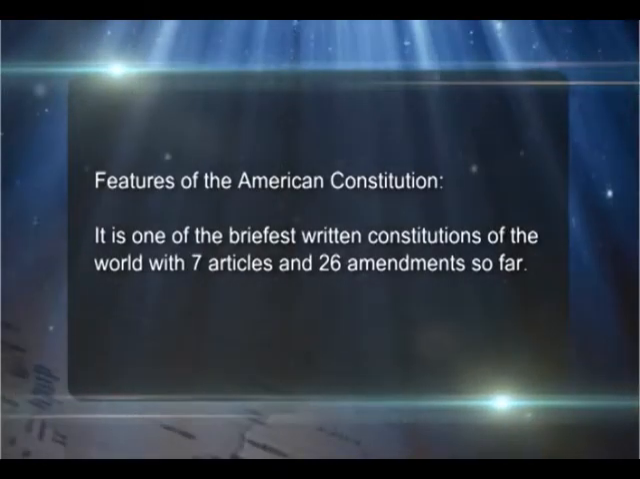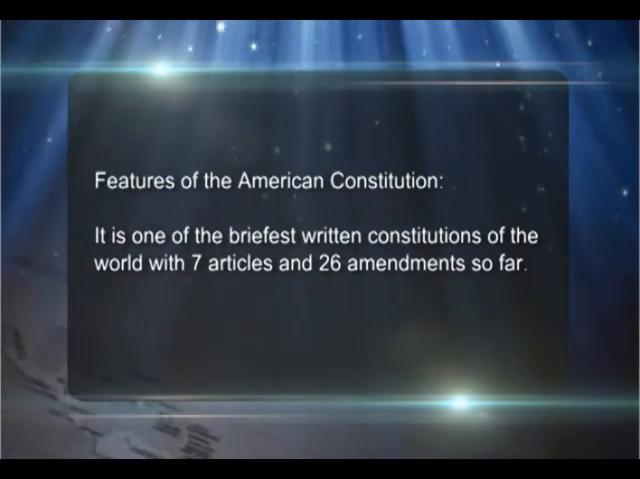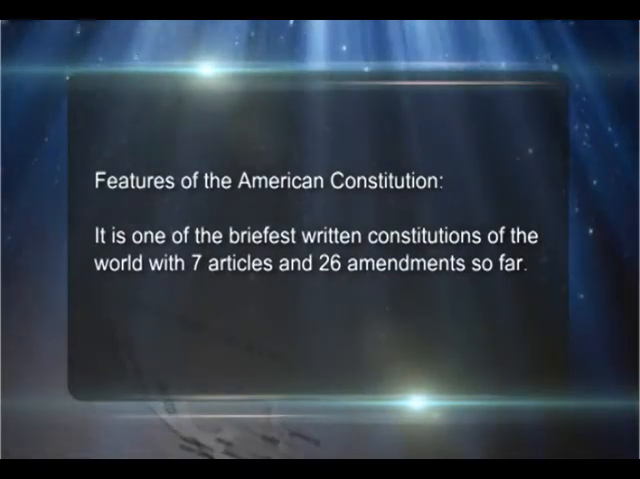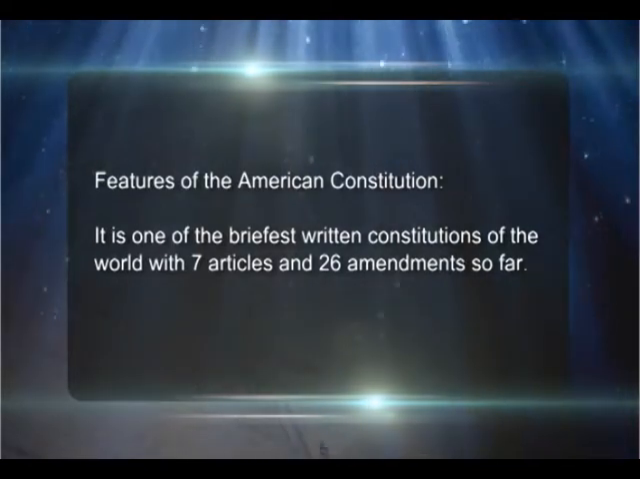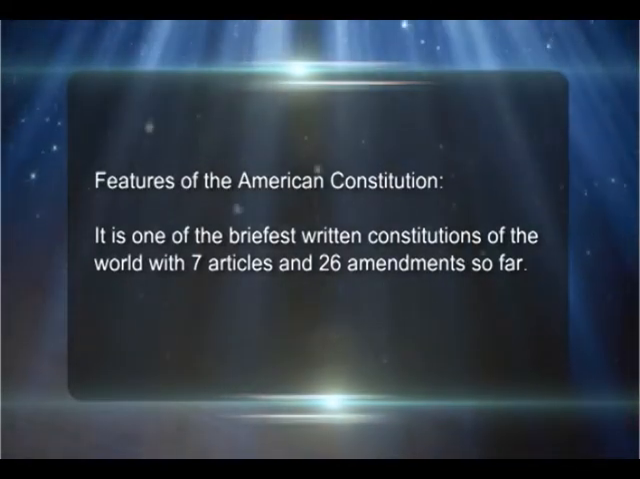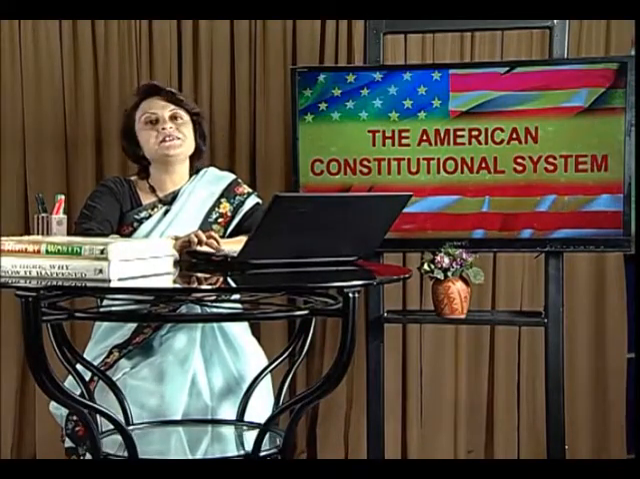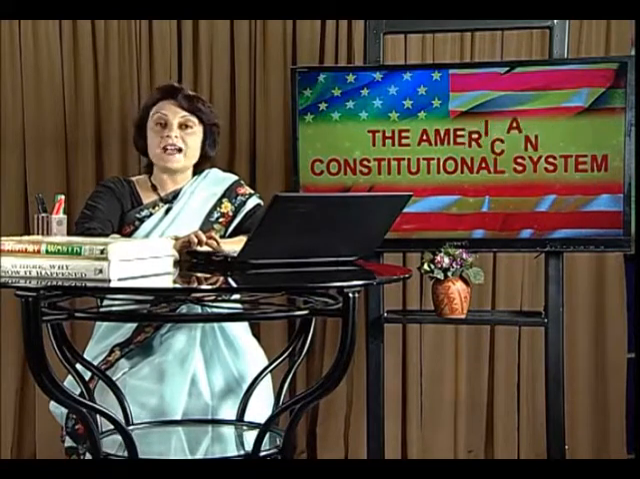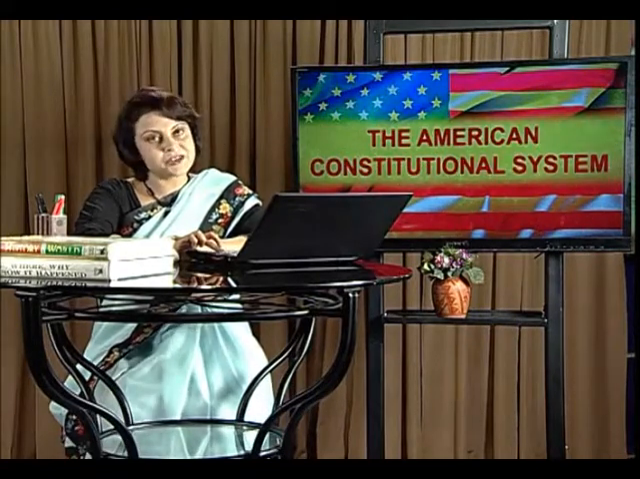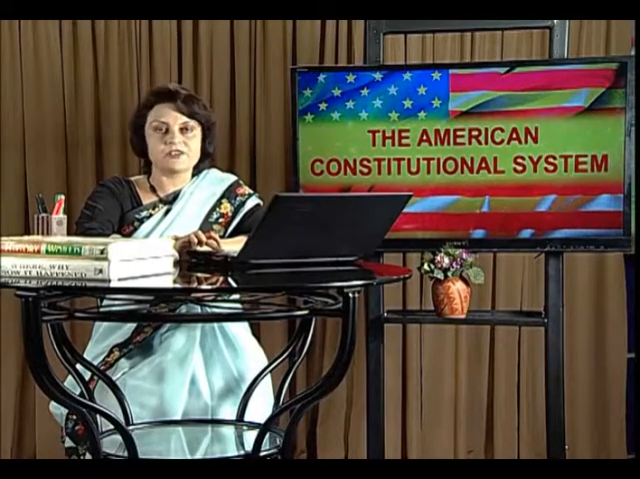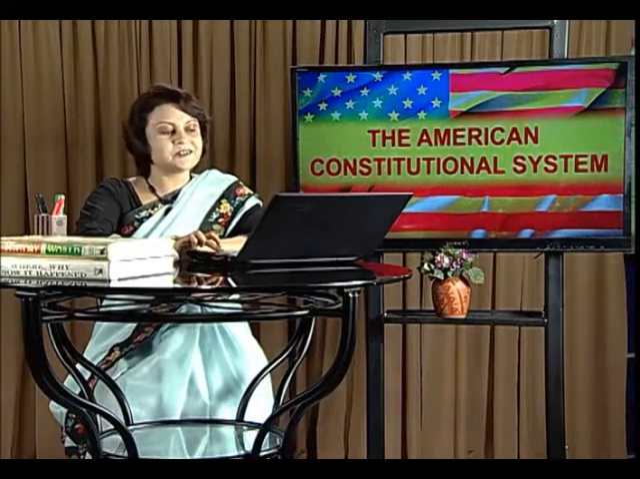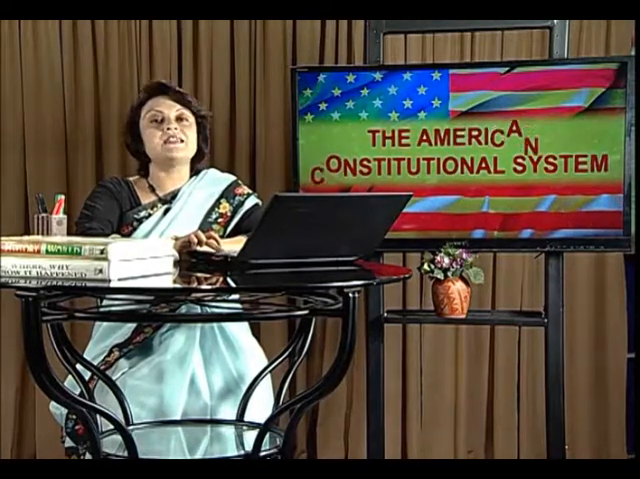And we find that the first feature of the American Constitution is that it is one of the briefest written constitutions of the world. The US Constitution is a brief document with, as we mentioned, 7 articles and 26 amendments so far. It was a model of draftsmanship which reflected the wisdom of the forefathers. It provided for an indirect method of election of the president, which, however, over time has now become a direct one. The second feature of the American Constitution is the element of rigidity.